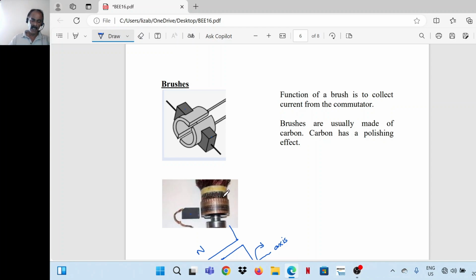This brush is used for collecting current from the commutator. The material carbon is used for making brushes because carbon has got a polishing effect.